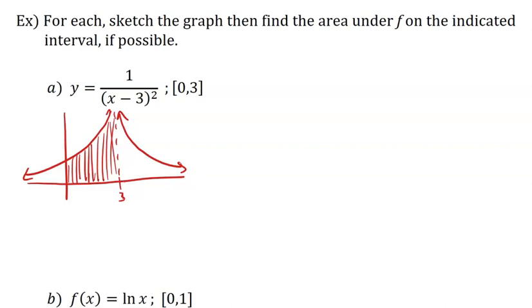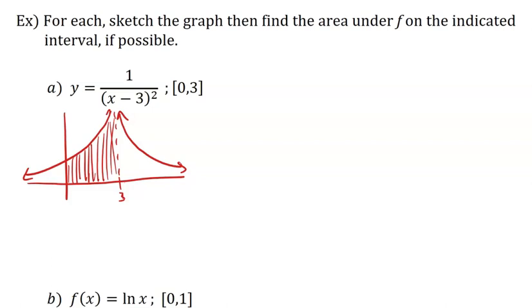Now the issue here is even though 0 and 3 are finite limits, at 3 the function does not exist, okay? We can't plug 3 into this function. So instead what we need to do is go from 0 to, and then again pick a new variable like t. So we're going to go from 0 to t, and then let t approach 3.